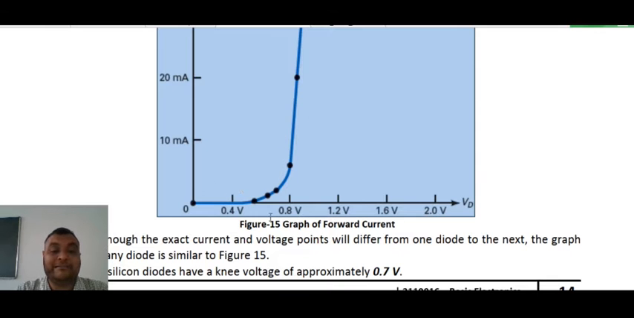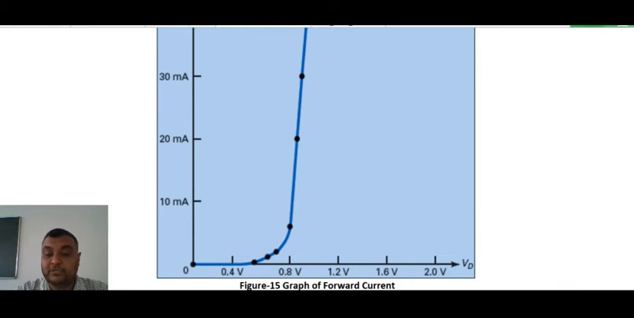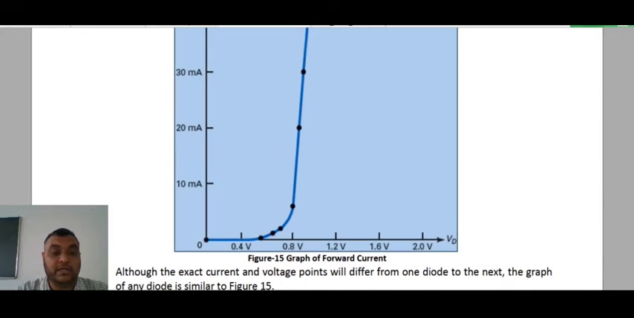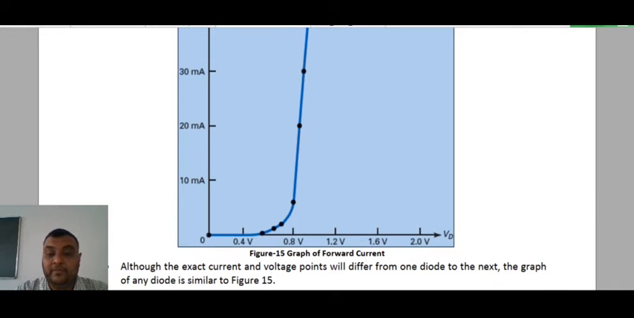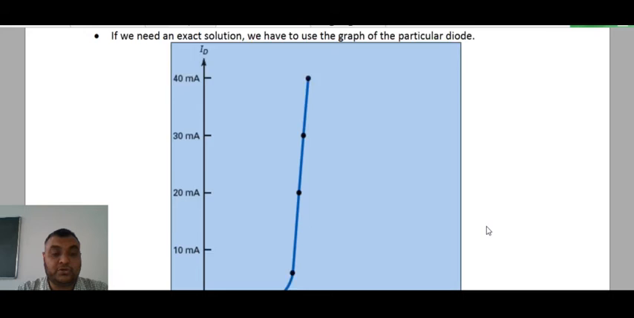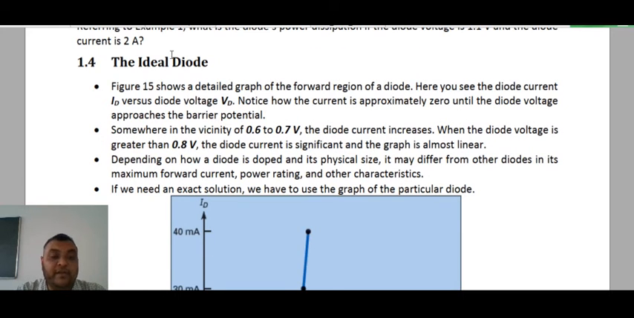understand what this figure wants to explain to us. Okay, so this is the ideal diode that is shown to you, student. So in the figure, there is a detailed graph of the forward region of a diode that is given. Here you see the diode current ID versus diode voltage VD.